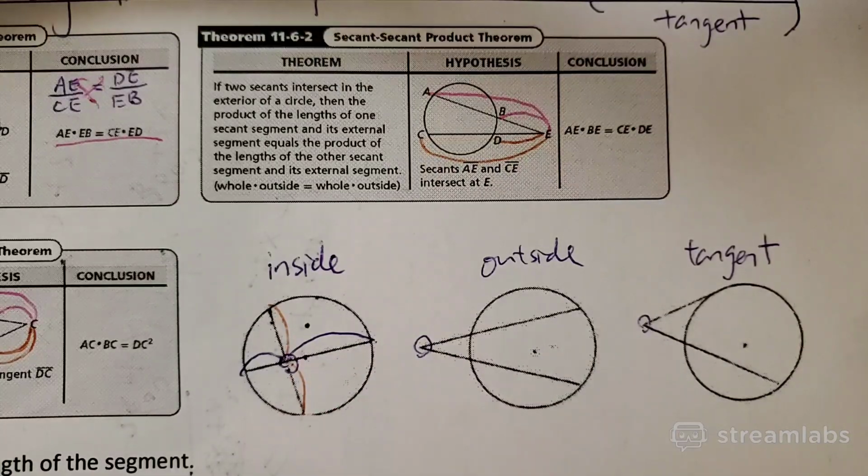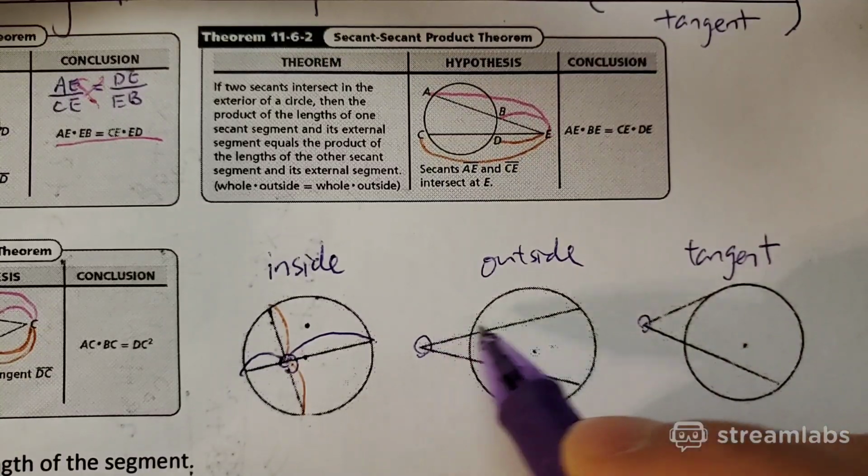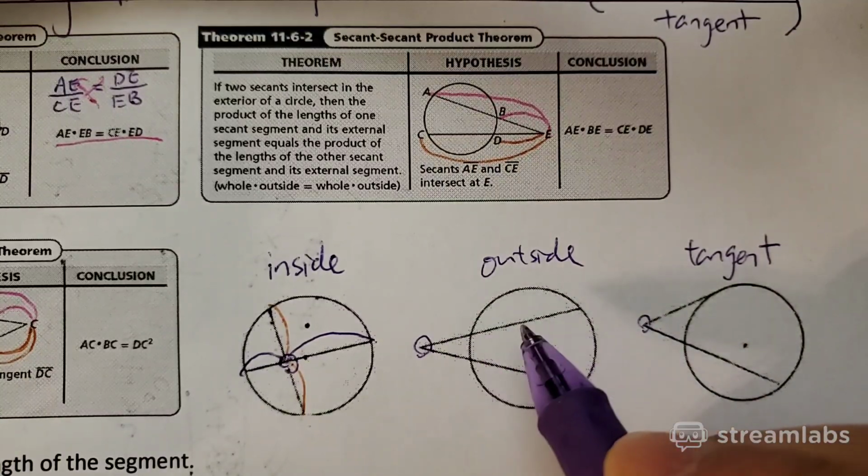Okay? Similarly, let's look at this. This is an intersection, right? So intersection to circle, pick a line. Okay, I'm gonna pick this line.